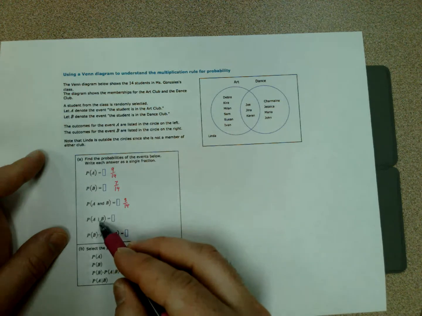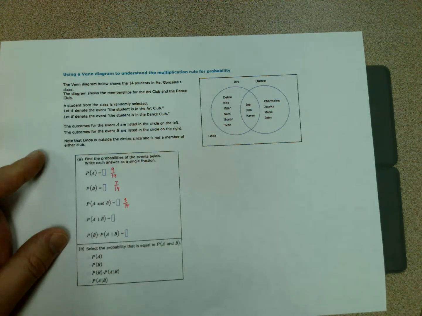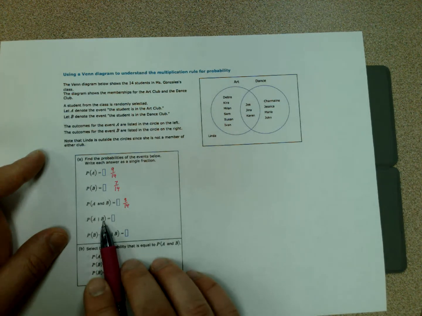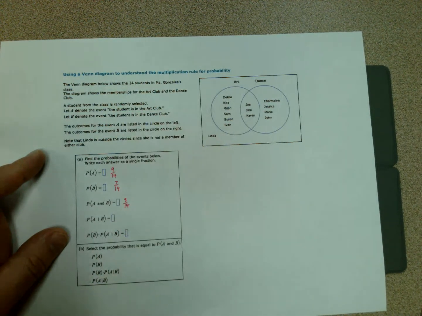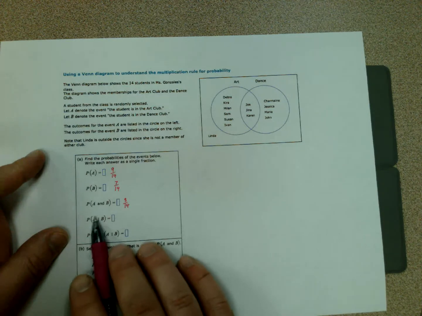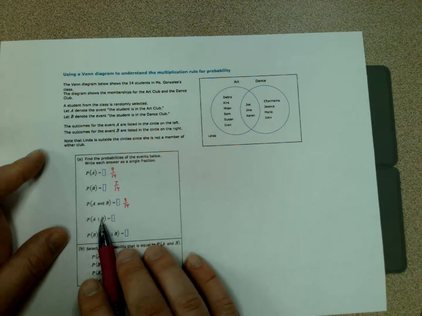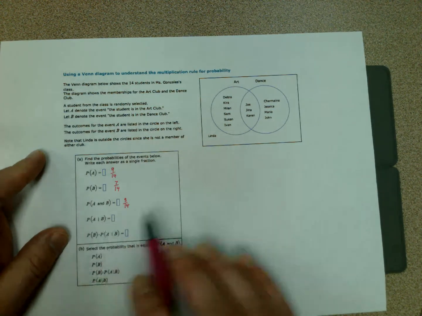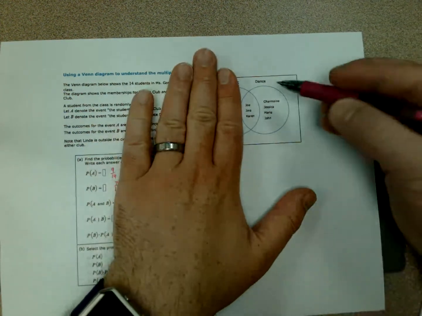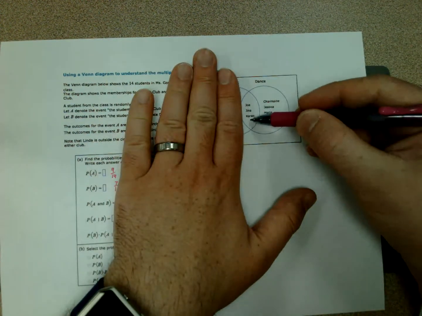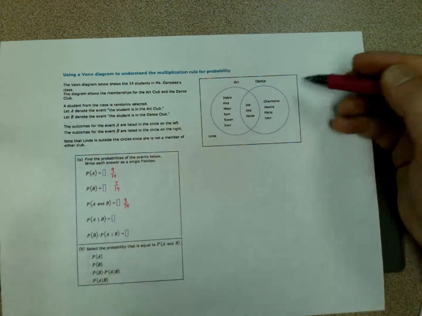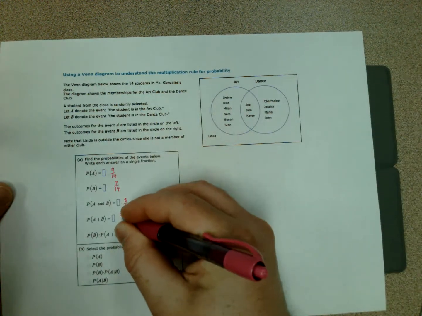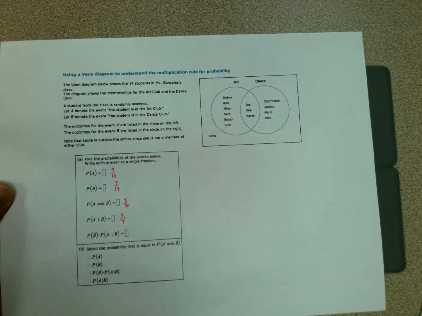All right, now this next one, be careful. We have that vertical line there, which means given. So this is A given B, which means anytime you see that given, our population is going to change, so it's not out of 14 anymore. I'm looking for how many people are in A, and I'm only looking at the B circle. So I'm ignoring all of these. There's 3 that are in the A circle out of my 7 that are in the dance circle. So it's 3 out of 7.